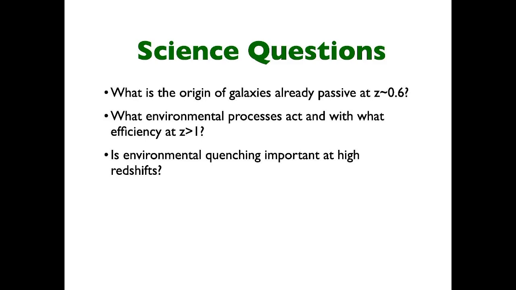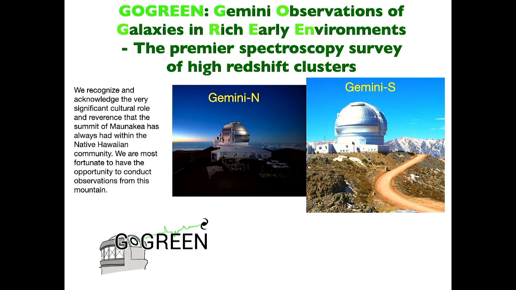We talked about these primordial galaxies that Bianca first discussed in this paper in 2006 in EDisCS. What could have caused these galaxies to quench? I'm going to be talking about this in the context of GOGREEN, Gemini Observations of Galaxies in Rich Early Environments. This is the premier spectroscopic survey of high-z clusters. It was performed on Gemini North and Gemini South.